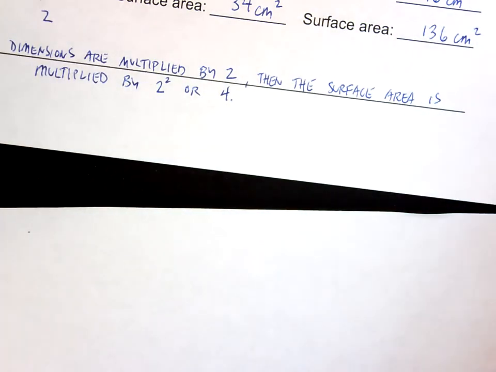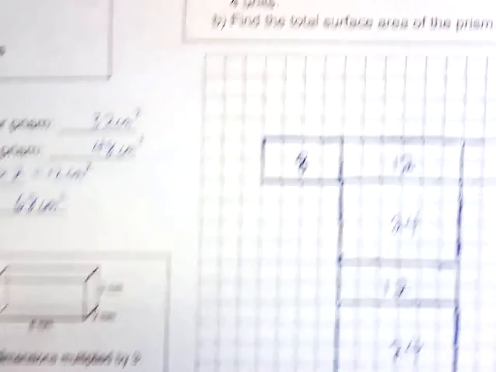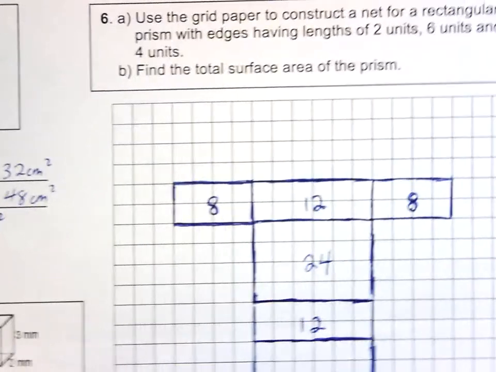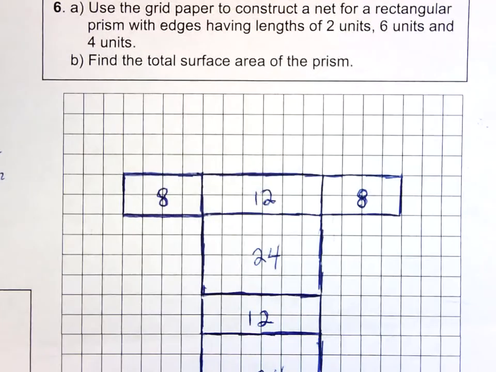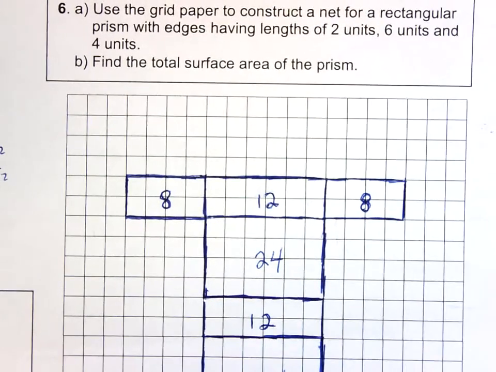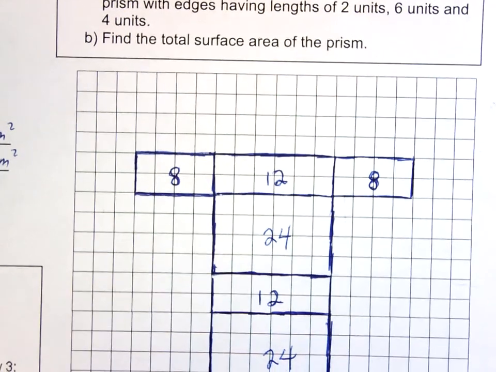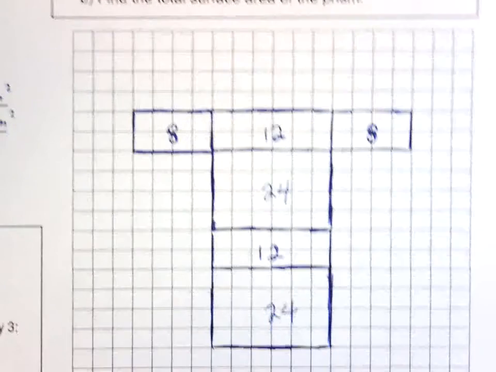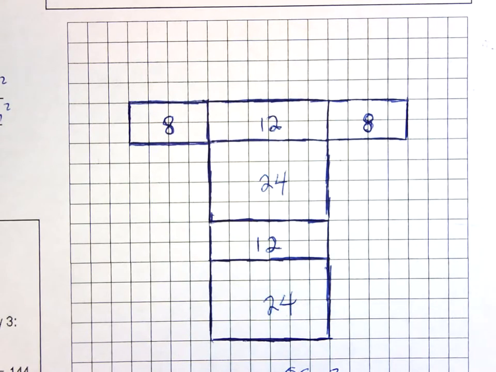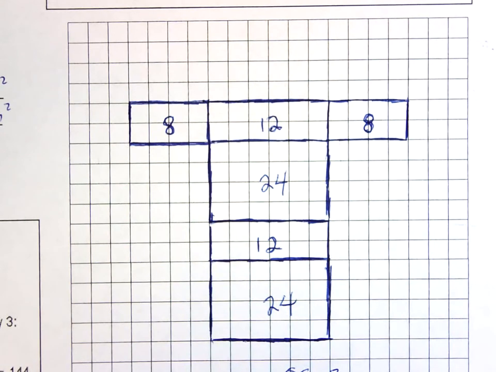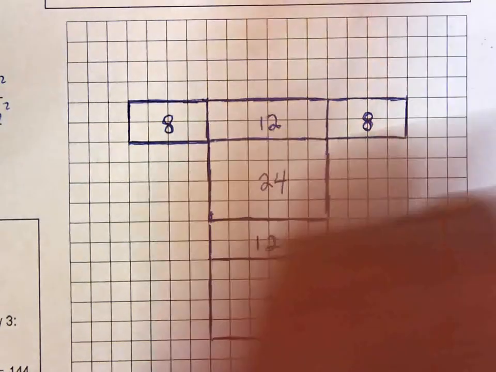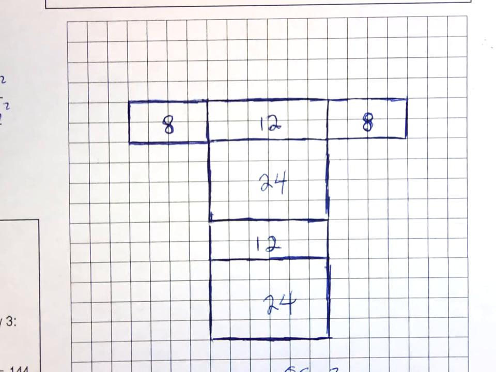And so they've asked us to do that here. So it says use the grid to construct a net for a rectangular prism with edges having lengths of 2, 6, and 4. So if I do that, this is what my net would look like. There it is. So if I fold this up, it would make a rectangular prism that has lengths of 2, 6, and 4. We'll practice some of these in class.